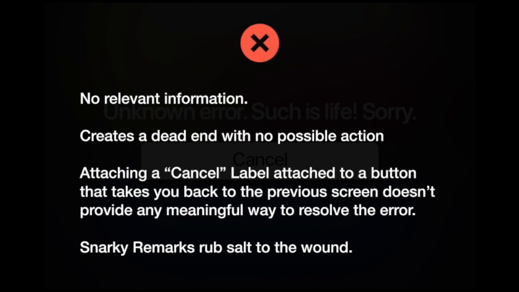No relevant information. It creates a dead end with no possible action to be performed. There's an attached cancel button, but that takes you to the previous screen. So what does cancel really mean? There's no meaningful way to resolve the error at that point. I can just tap on the movie again and try to play it, and it will give me the same snarky remark that will rub salt in my wound, and say something like "such is life." What does such is life mean? At that point, I'm probably angry. I don't want to read snarky remarks.